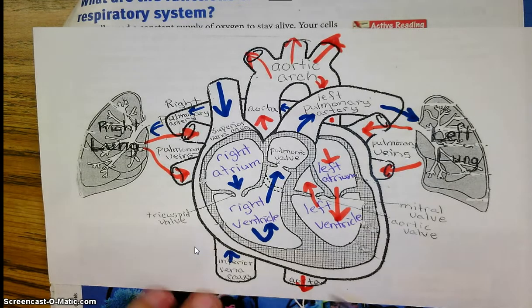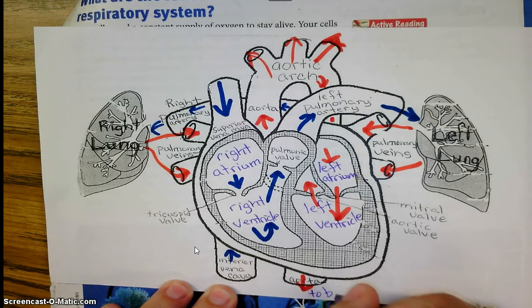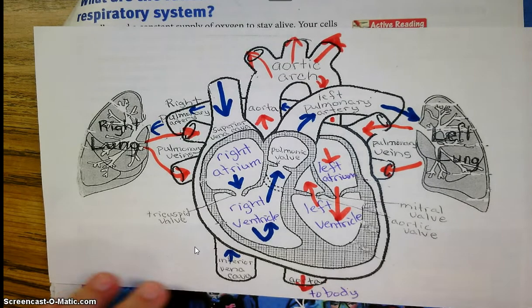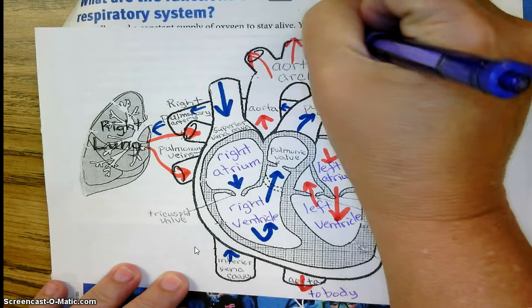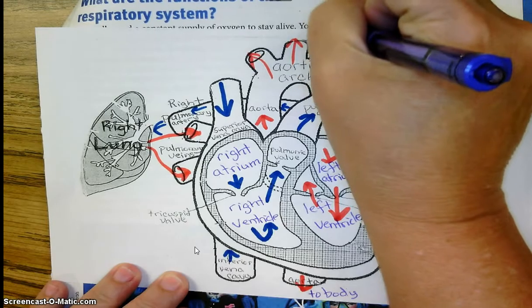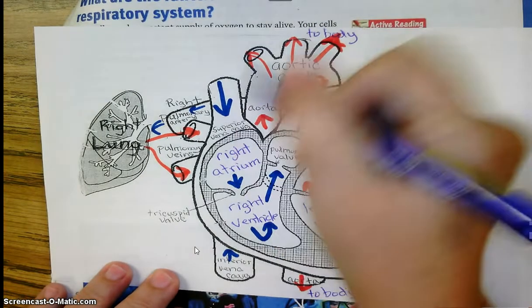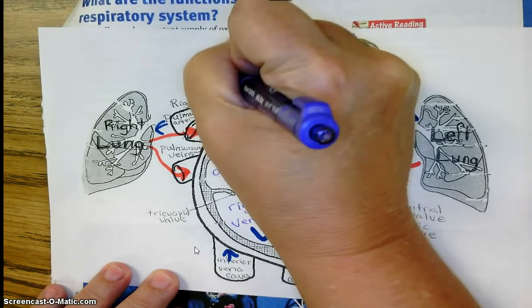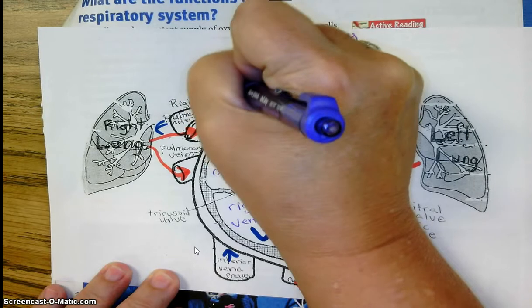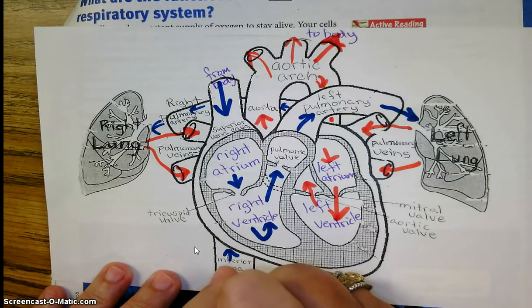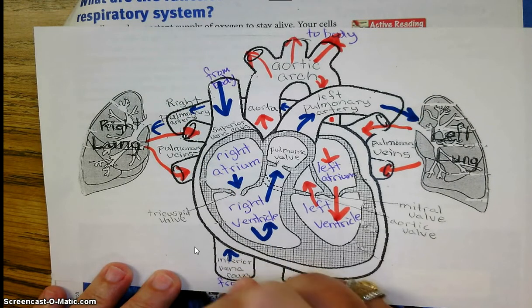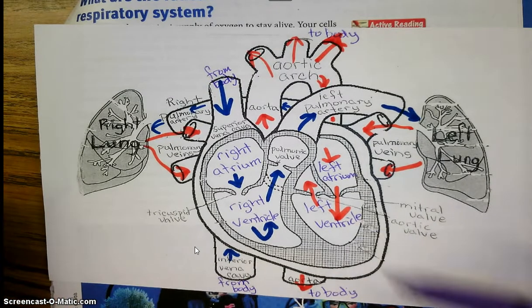So we could even write "to body," actually to the lower body, and this is to the upper body. And your superior vena cava is from body, and your inferior is from body. All right. And so this cycle just continues.